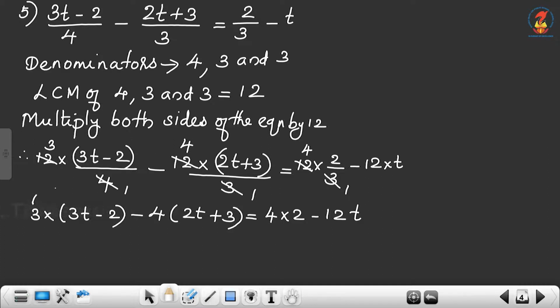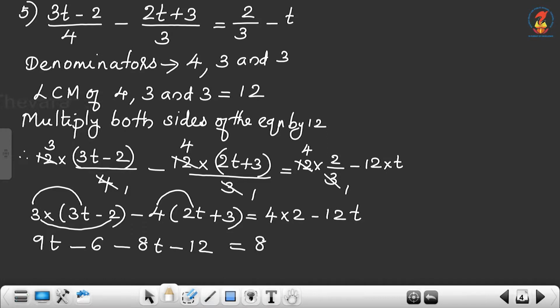Now open the bracket. 3 into 3t, so 9t minus 3 into 2, 6. Again minus 4 into 2 into t, so 8t. Now look at that, this 4 is negative. Therefore here negative 4 into 3, so you will get 4 into 3, it will be 12 and the sign of 4 is negative. Therefore negative 12 equal to 4 into 2, 8 minus 12t.